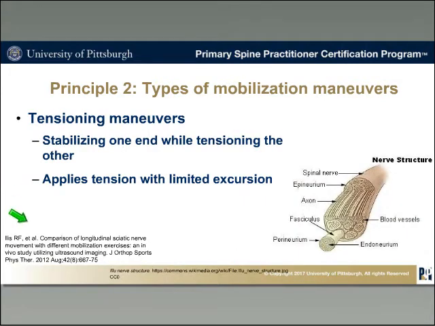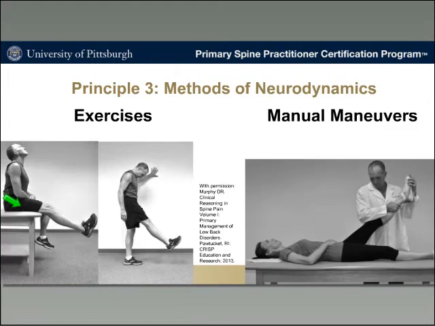So again, the second type of maneuvers that we apply are tensioning maneuvers. And theoretically, this focuses primarily on the intrinsic structures within the neural structure. This is where we stabilize one end of the maneuver while at the same time tensioning the other side. So this allows for some movement of the neural structure as a whole, but minimizes movement of the neural structure and focuses primarily on mobilizing the intrinsic structures within the nerve root.